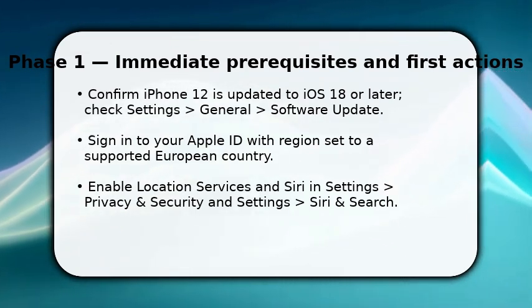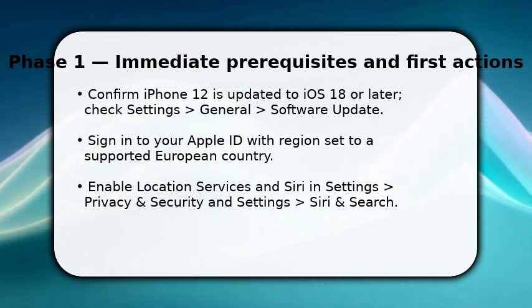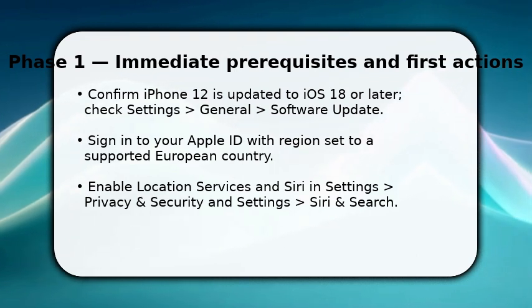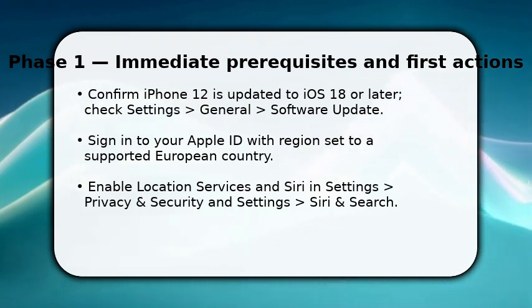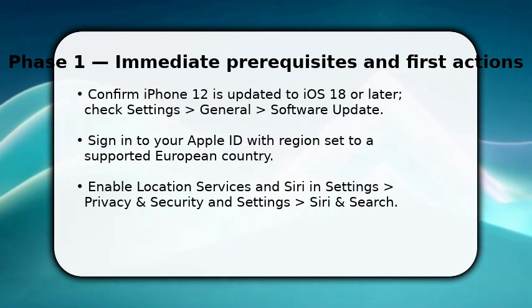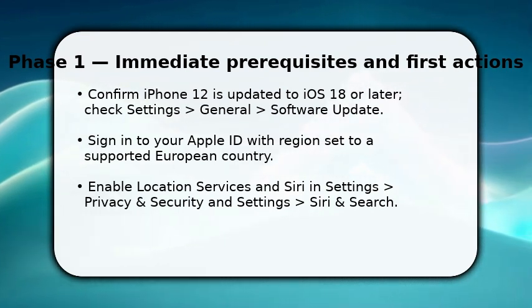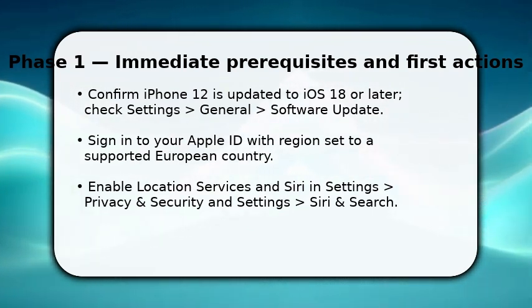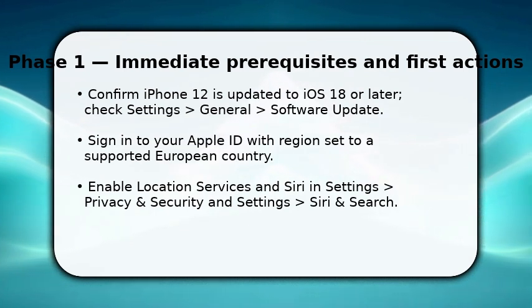Once done, sign into your Apple ID and make sure your account's country is set to one that supports Apple Intelligence in Europe. Also enable location services and Siri so contextual features can run. These steps unlock region checks and device capabilities. They prepare the phone for the feature rollout and avoid delays when you move to the configuration step.